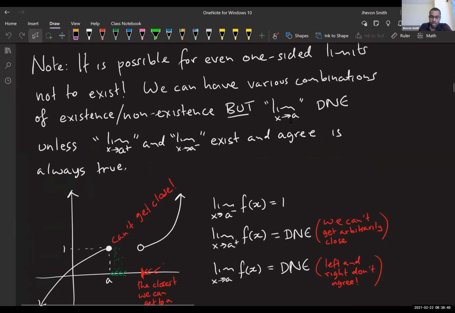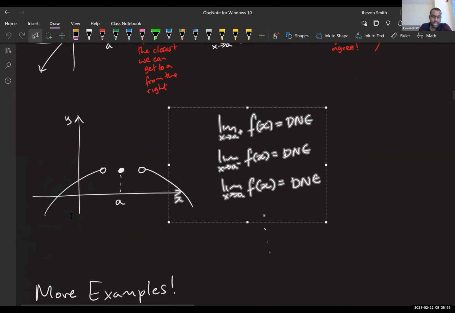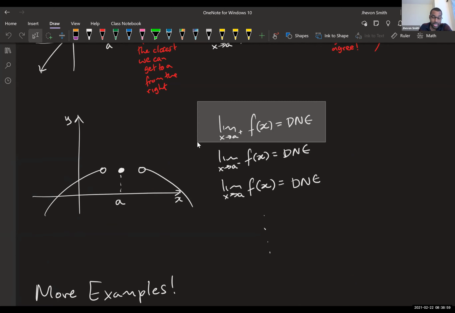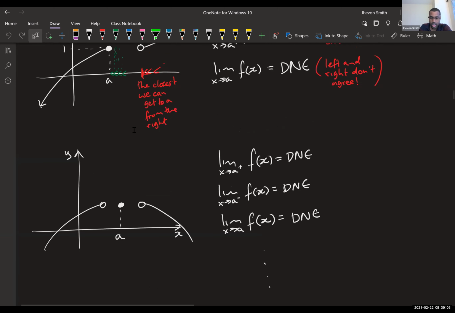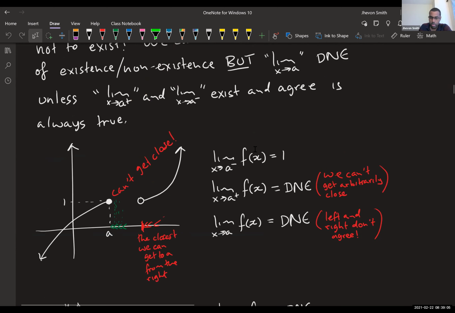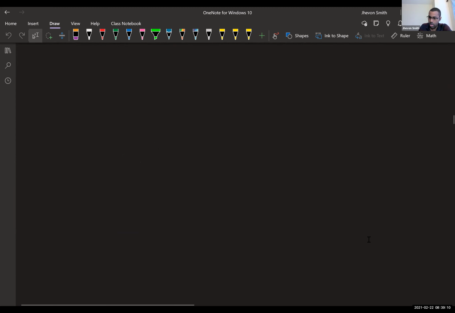There are also various scenarios for existence and non-existence of the one-sided limits and the overall limits. One thing is for sure: this guy is not going to exist if these two guys don't exist and they don't agree. Otherwise, you can mix and match all sorts of stuff here.